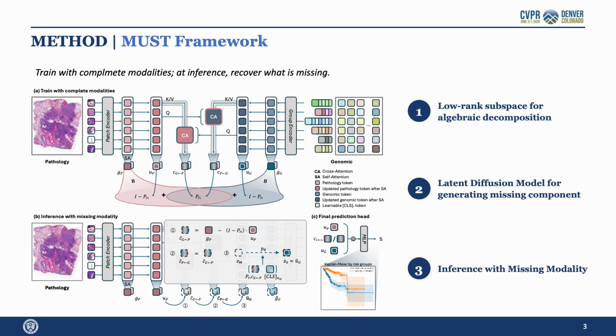Based on this idea, we propose MUST. MUST consists of three components. First, a low-rank decomposition module that separates shared and modality-specific information. Second, a latent diffusion model that generates the missing modality-specific component. Third, an inference procedure that activates only when a modality is missing. Training uses complete modalities, while missing modality handling is performed only during inference.